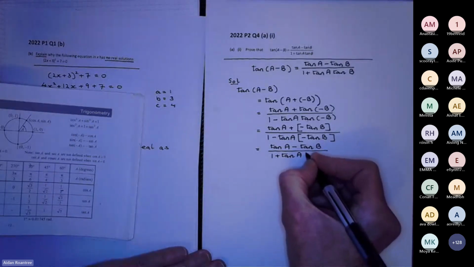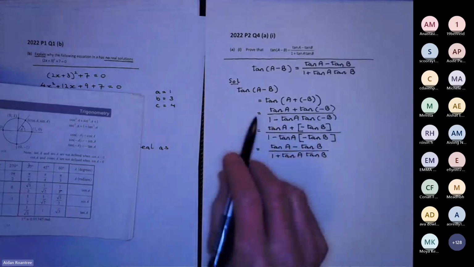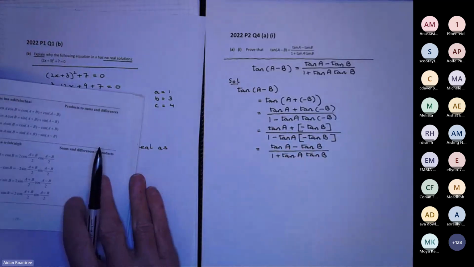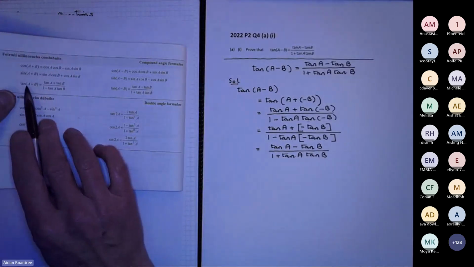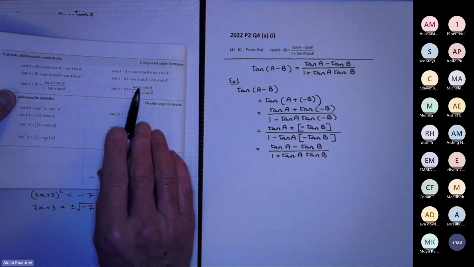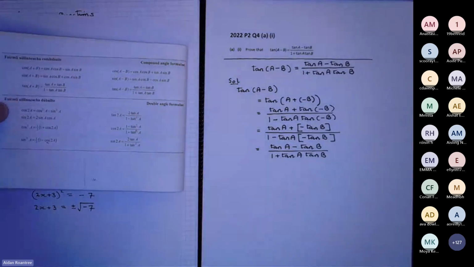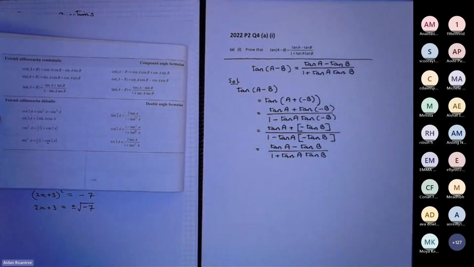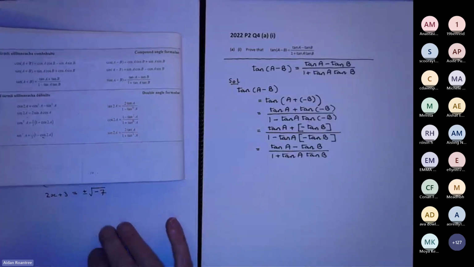Now, that's just one way of doing it. There is another way, which is very reminiscent of the proof that you would have learnt as number 9, where you write tan of A minus B as sine of A minus B over cos of A minus B, and then divide above and below by cos A cos B. This is probably a quicker and shorter way of doing it, but it's much of a muchness.